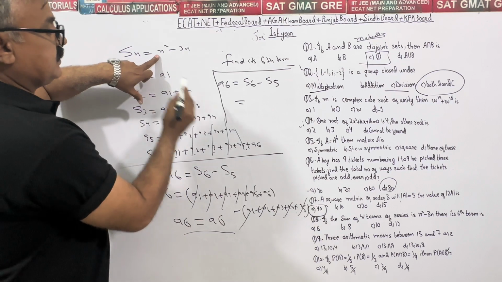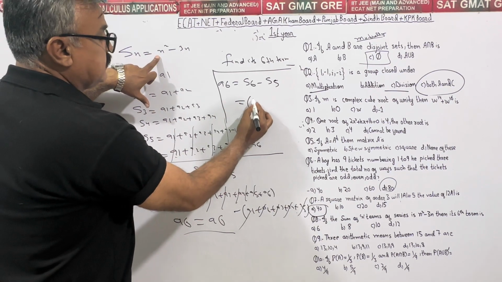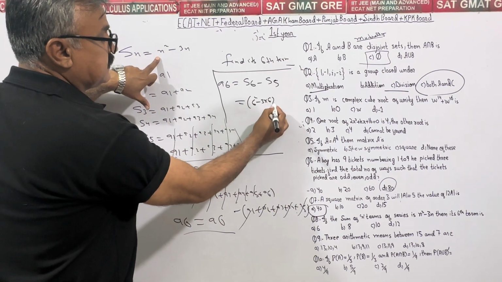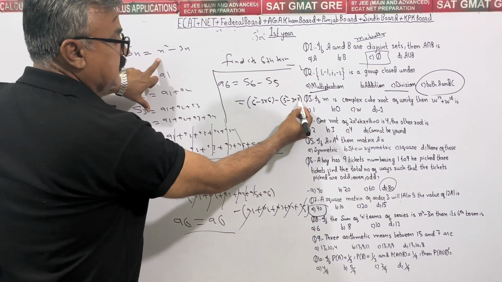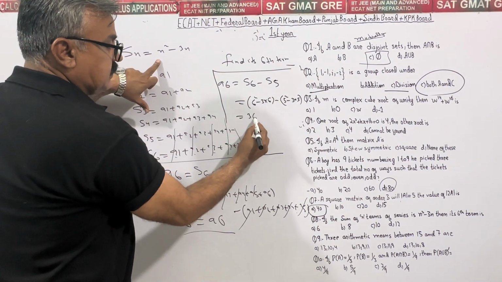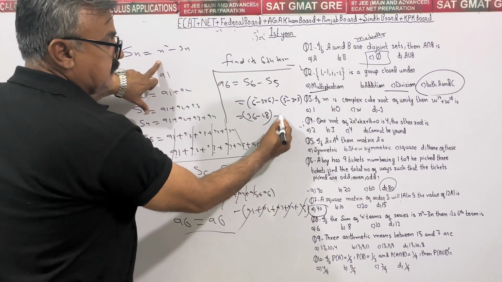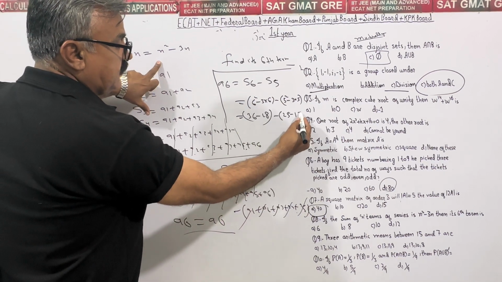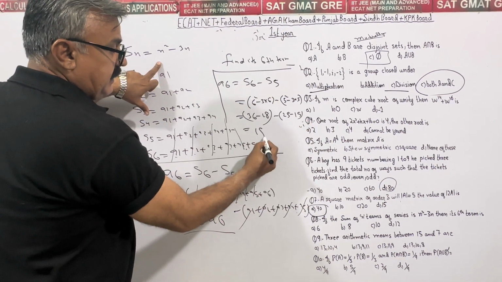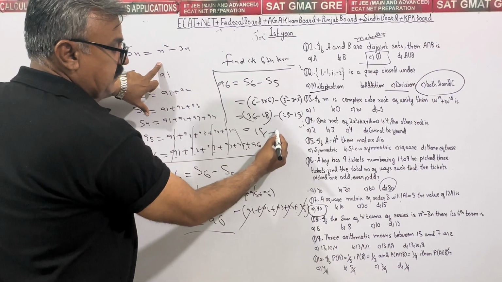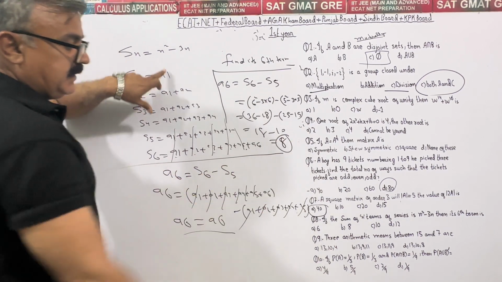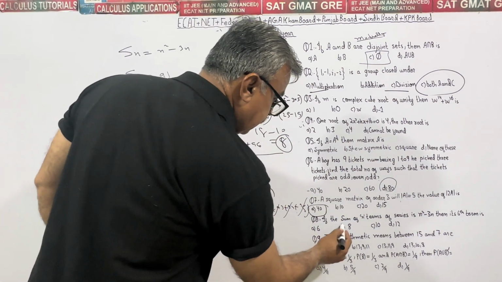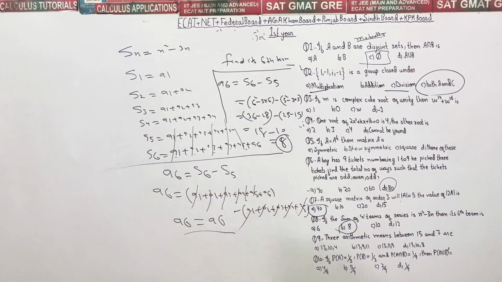Sn is given to us. Put 6 here: 6 square minus 3 times 6, minus S5, put 5: 5 square minus 3 times 5. That is 36 minus 18, and 25 minus 15. So we have 18, and 25 minus 15 is 10. 18 minus 10 is 8. So 8 is our option in that case.